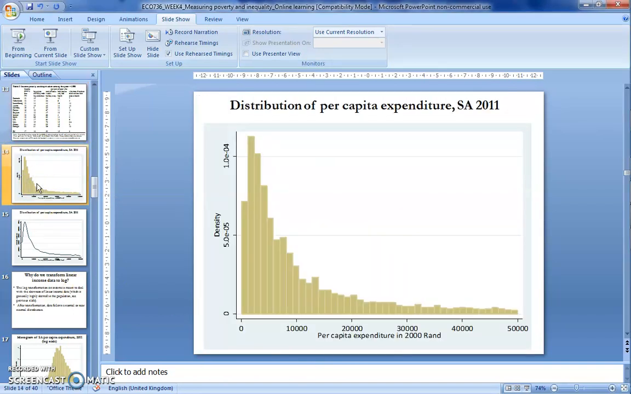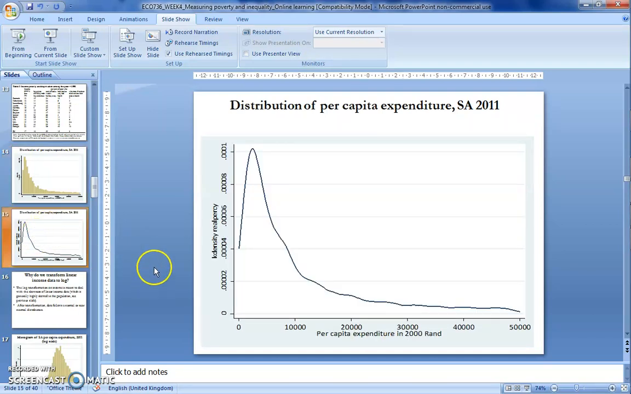Okay, next up, we are going to look at the distribution of per capita expenditure, and we are doing that by looking at this histogram that shows that distribution for South Africa 2011, in per capita expenditures. To get to per capita, they divide the total expenditure by household size. Another way of looking at the distribution is to look at this kernel density function. What is a kernel density function? It's basically a smooth histogram. That's why they look so similar.